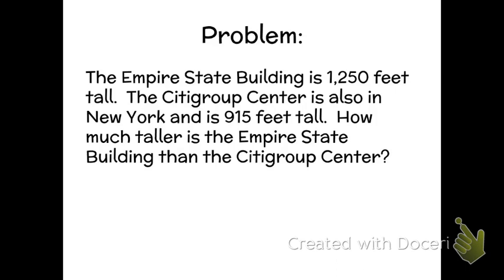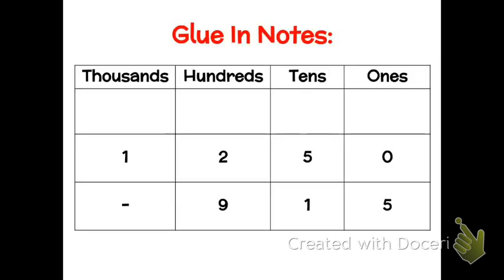Just like in our previous lesson, the phrase "how much taller is one thing than the other" is my clue to know that I'll be subtracting. So when I'm looking at this problem, in your notes, I want you to write down the two different heights that we are looking at. We're looking at 1,250 feet and 915 feet. In the piece of paper that you should have glued in your notes, and if you did not, you can create this chart simply in your notes.